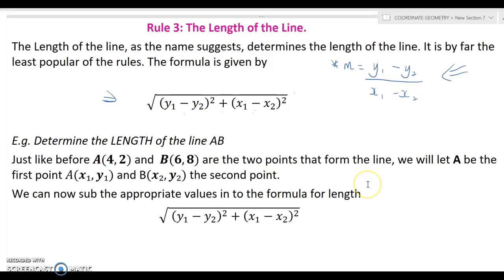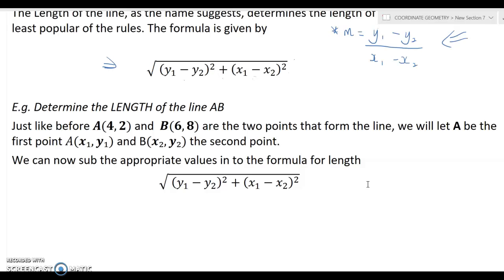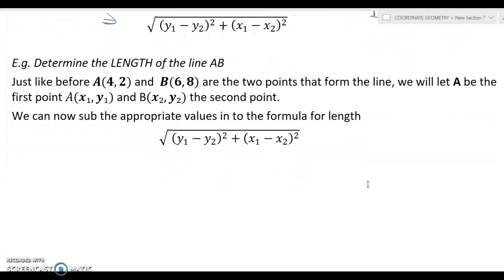So now we're going to look at an example. Determine the length of line AB. We use the same points A and B that we used in the previous videos. A is 4, 2 and B is 6, 8. Just like finding the gradient or the midpoint of a line, always label the 2 points you're given as x1, y1, x2, y2. So for point A, 4, 2, we have x1, y1, and for point B, we have x2, y2.